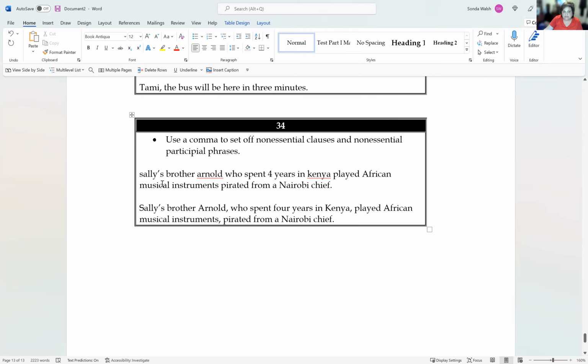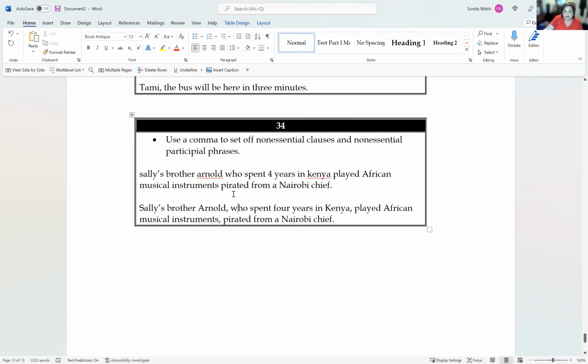So here our sentence is, "Sally's brother Arnold, who spent 4 years in Kenya, played African musical instruments pirated from a Nairobi chief." So we've got a couple of non-essential clauses here. "Who spent 4 years in Kenya" doesn't change anything about the sentence. It's just a little bit more information. So this clause we would set off with commas. And then the instruments were pirated from a Nairobi chief. That doesn't change anything about the sentence other than giving us more information.